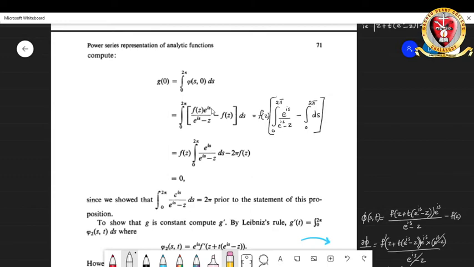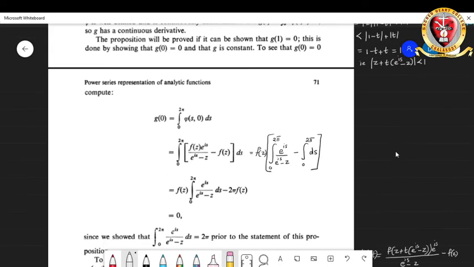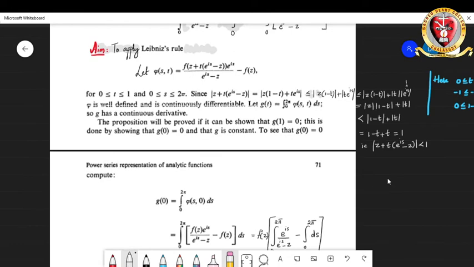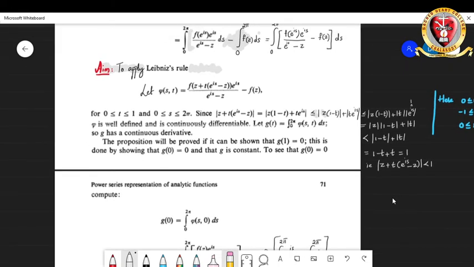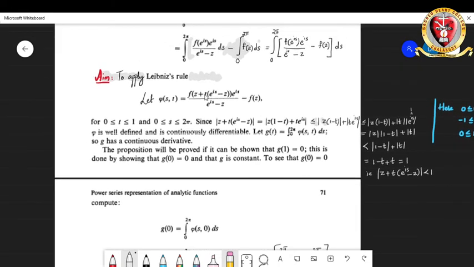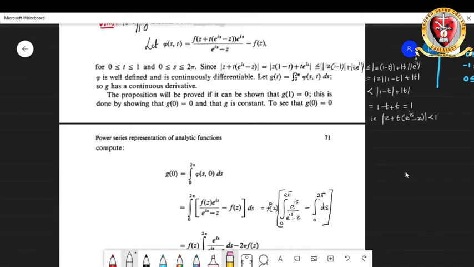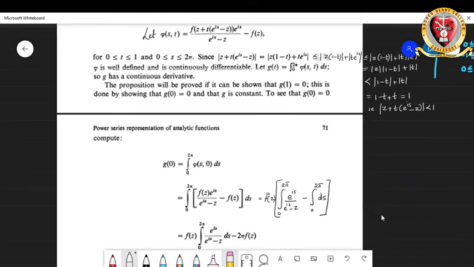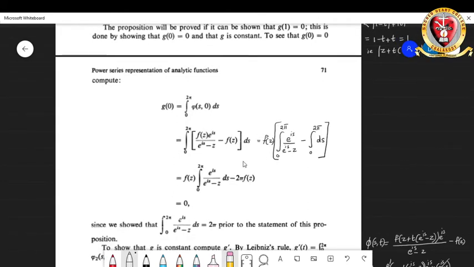Some elements go out, because t is 0, so this term will completely vanish. So you get f of z plus e raised to is divided by e raised to is minus z minus f of z. That is what we got here.